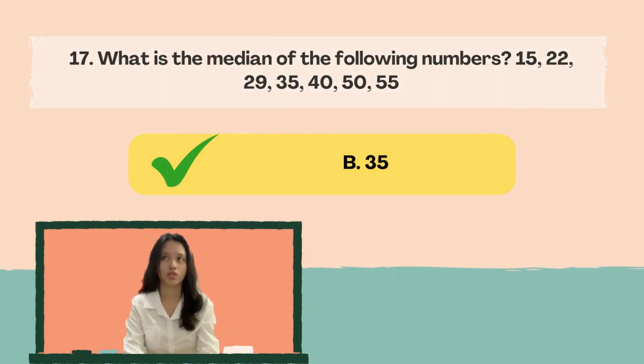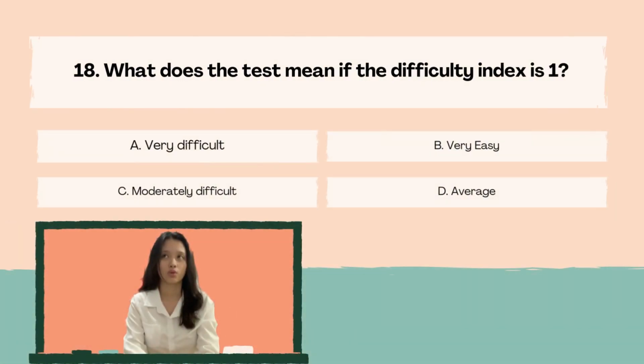For question number 18, what does the test mean if the difficulty index is 1? A. Very difficult. B. Very easy. C. Moderately difficult. And D. Average. You have 15 seconds to answer.